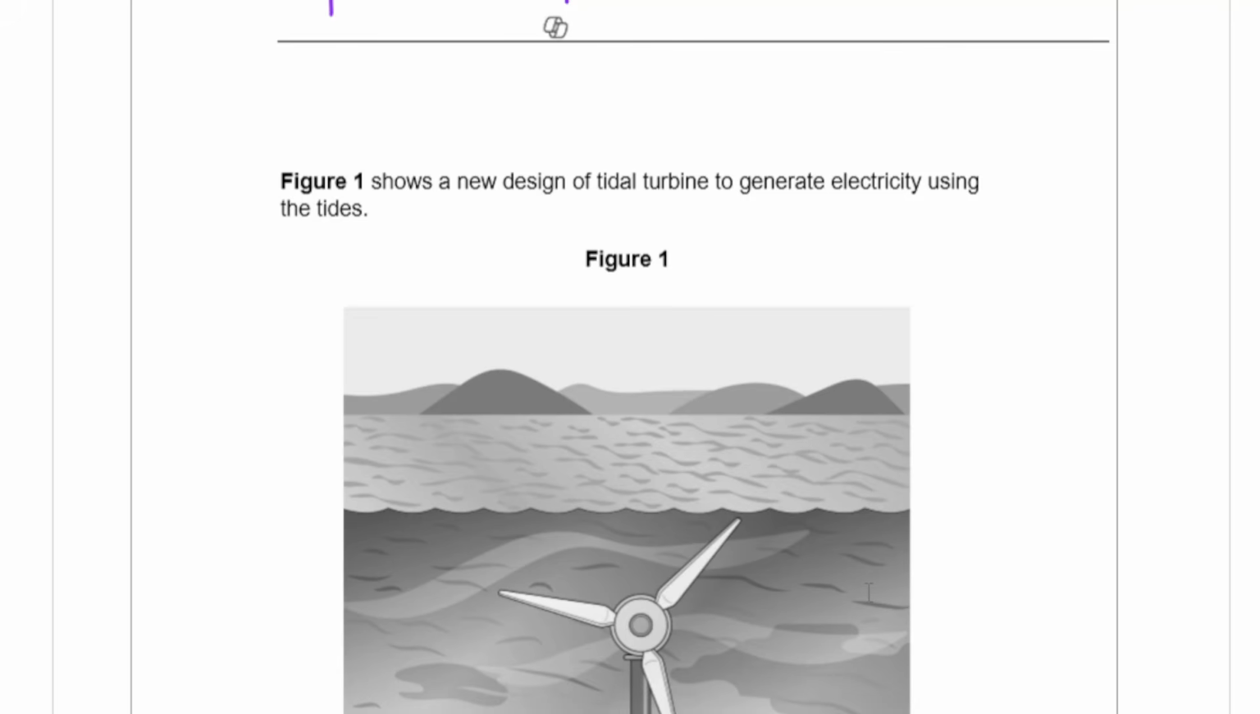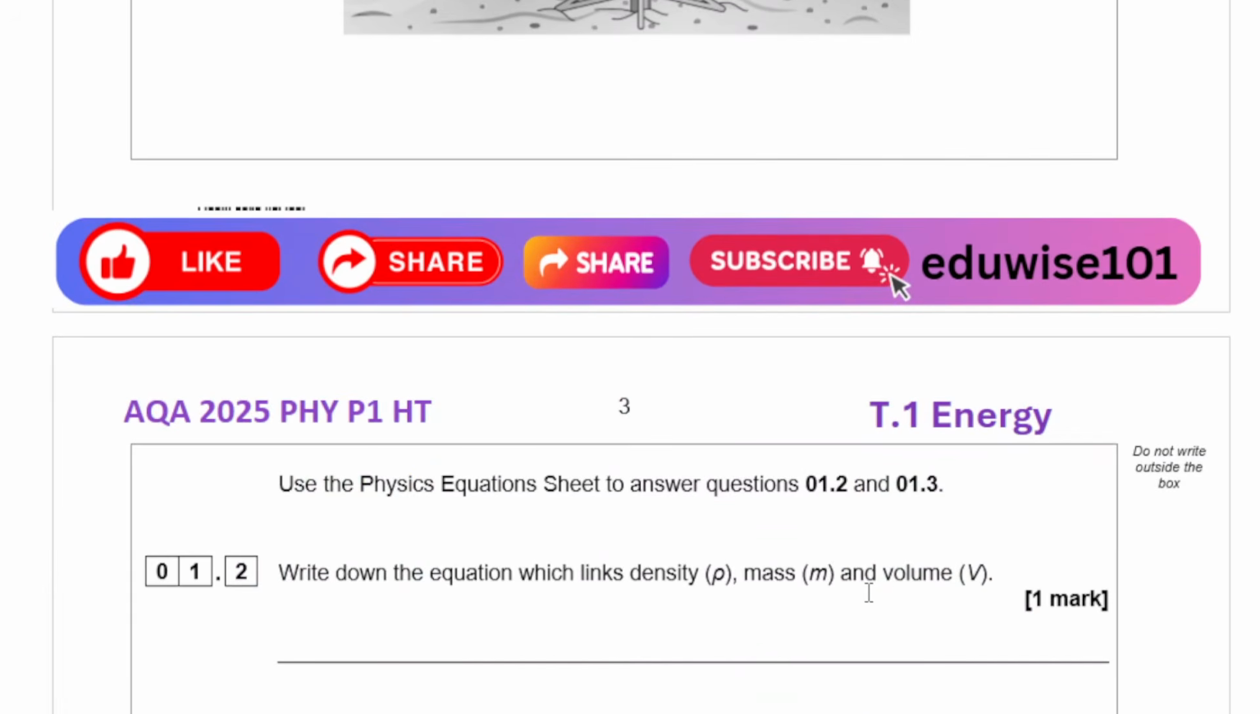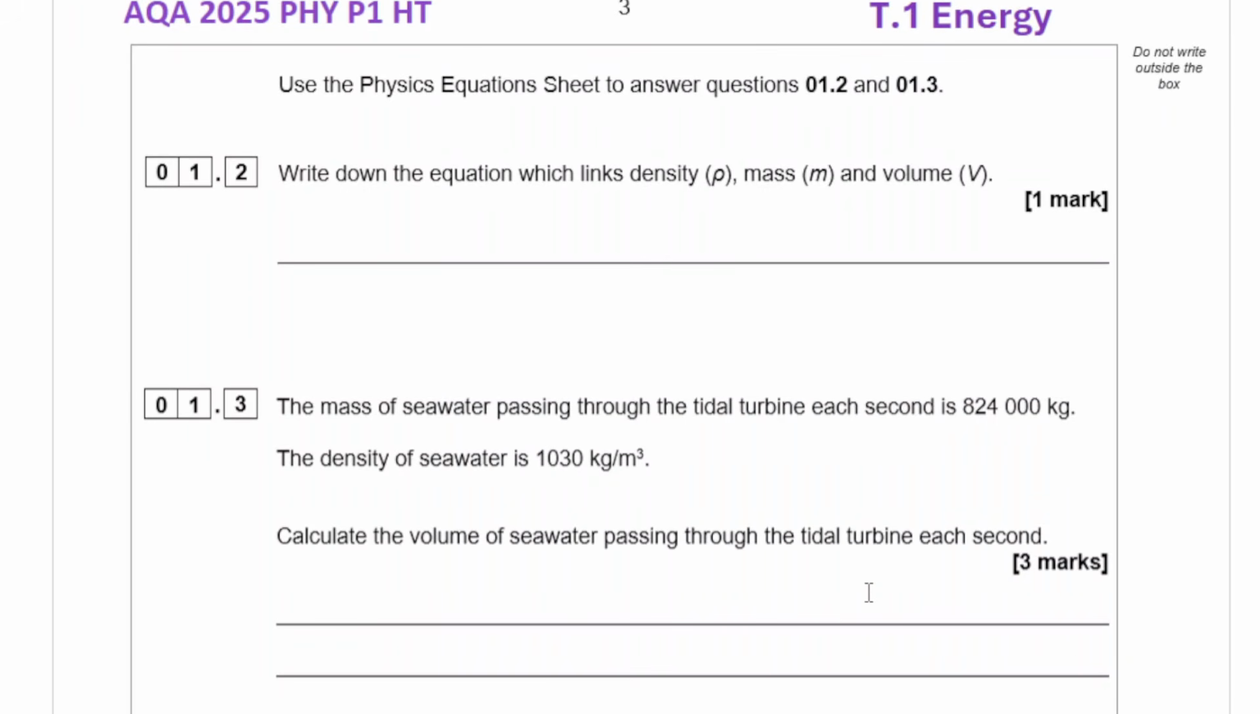Figure 1 shows a new design of tidal turbine to generate electricity using the tides. Use the physics equation sheet to answer questions 1.2 to 1.3. Write down the equation that links density, rho. So density equals mass over volume. You can write the symbol equation.